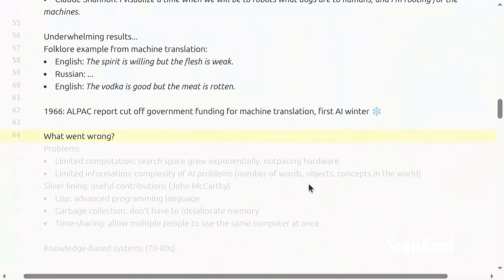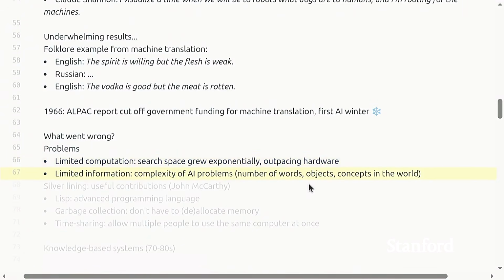So what went wrong here? Well, back then in the 50s, there was just not that much compute, right? So a lot of these problems were formulated as search problems, and the search space grew exponentially and outpaced hardware, and they just had no idea how to deal with it. Even the theory of incompleteness was like from the 70s. So I think it was just not very well managed, I think.